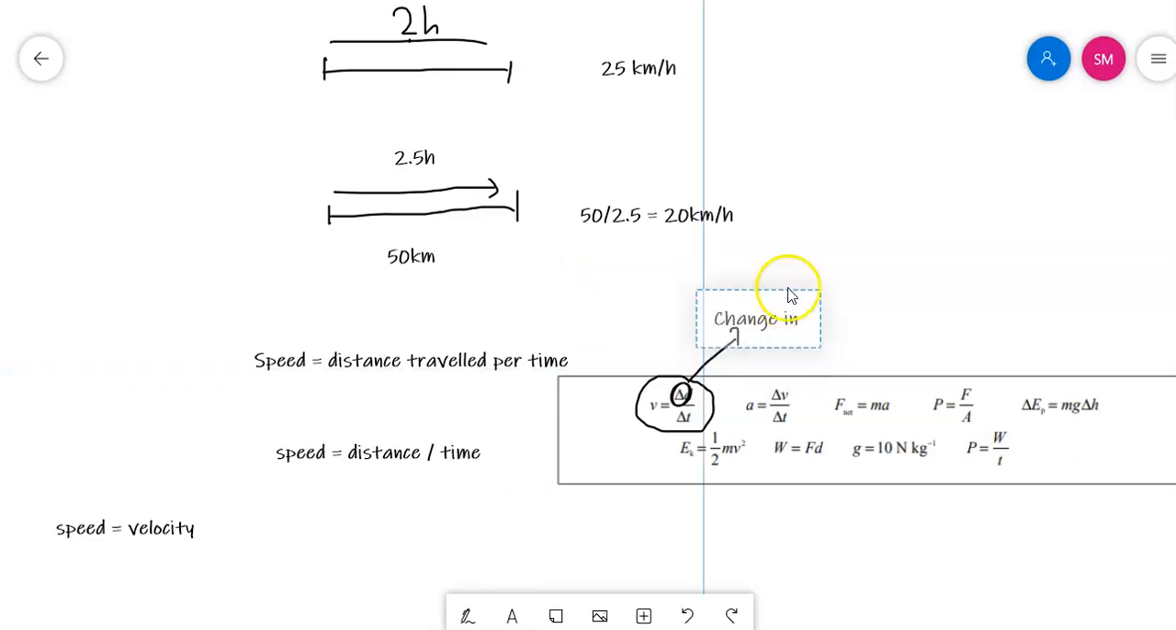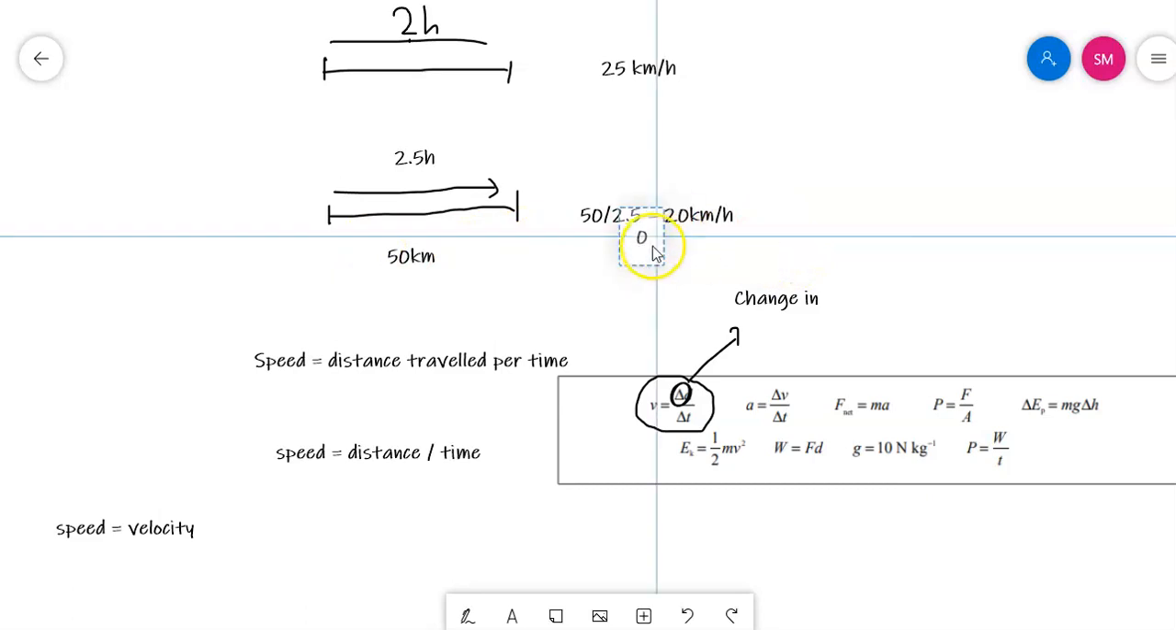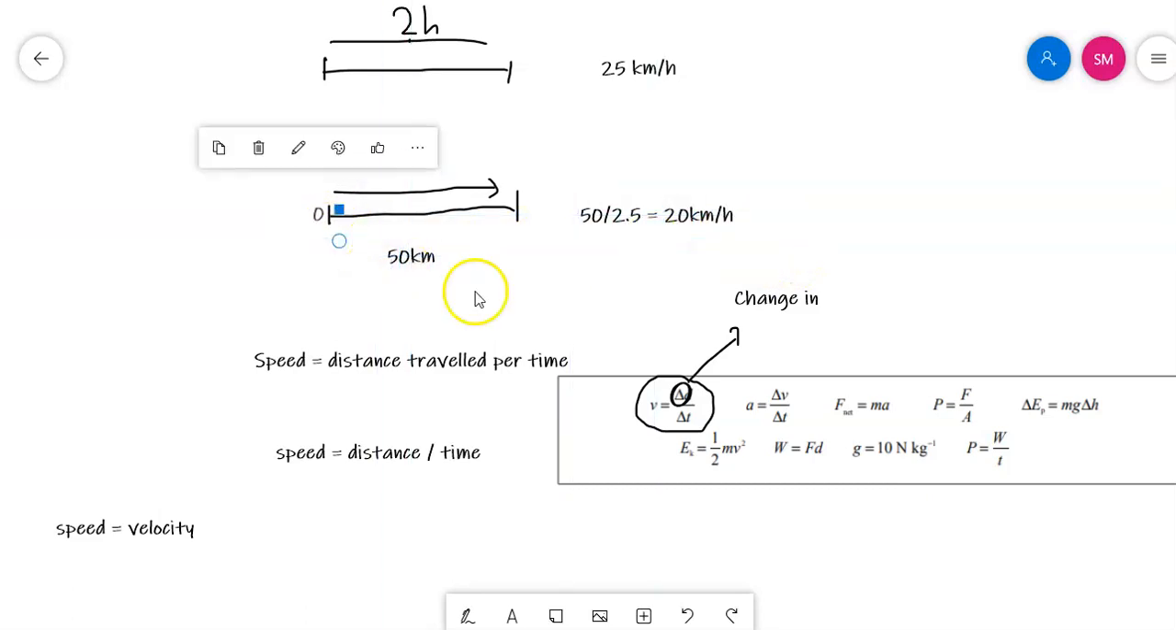So the change in distance, for example, here, that's 50 kilometers. If we say that we started at this point here, which was 0 kilometers, and we finished at the final point, which was 50 kilometers, the change is 50 kilometers. So often the change in distance is effectively the total distance traveled. The change in distance here would be 50 minus 0, so still 50 kilometers.